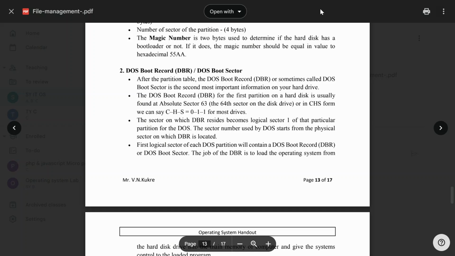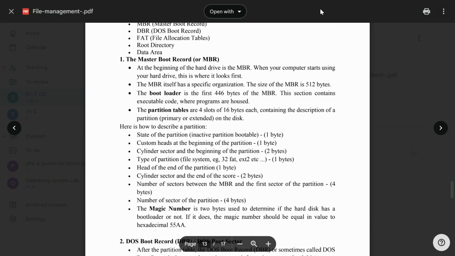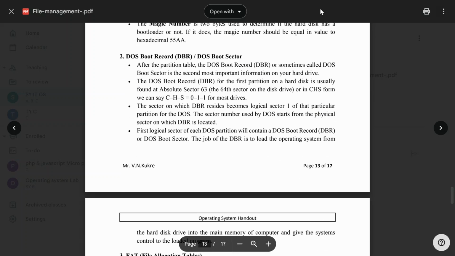Now, DOS boot record. Next, after MBR, that is master boot record, we will maintain the DOS boot record after the partition table. Means after the partition table of the MBR, we are going to maintain in our disk space the DOS boot record. The DOS boot record is sometimes called DOS boot sector. This is the second most important information on your hard drive or hard disk.